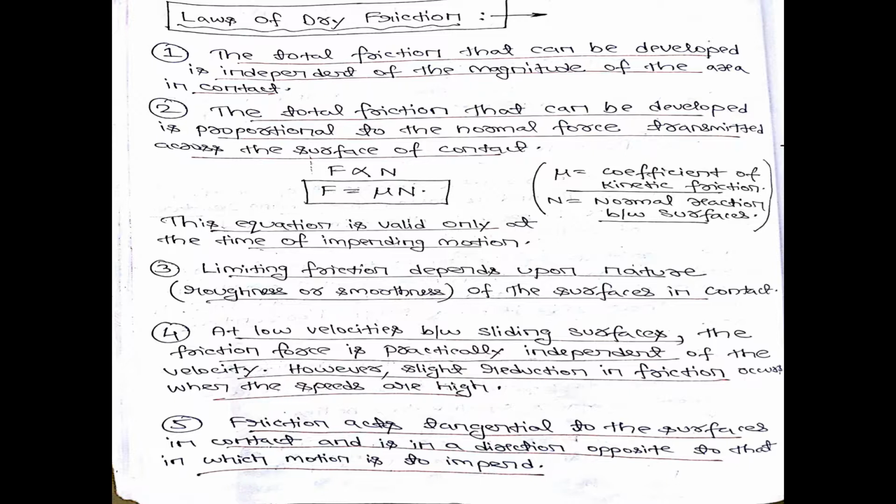That means, for example, if I consider a body kept on a rough surface, then according to the first law it is not necessary that friction will only act at the contact point of the two surfaces. Since the surface is rough, friction is present here also, and here also. That means the frictional force is independent of the magnitude of area in contact.